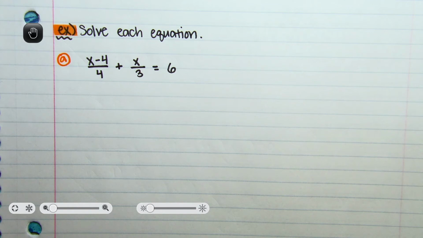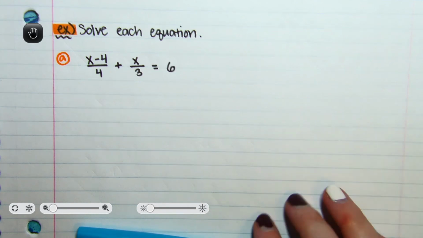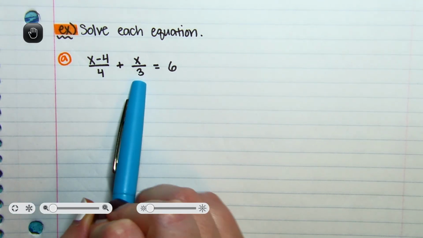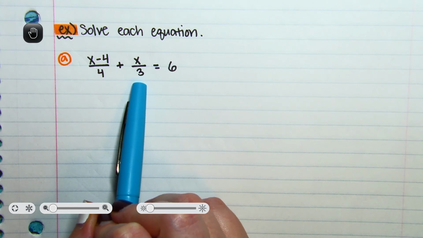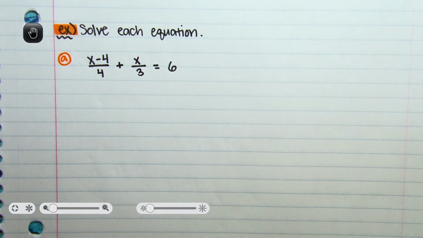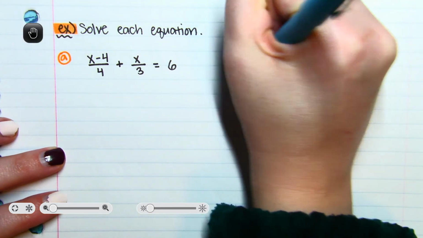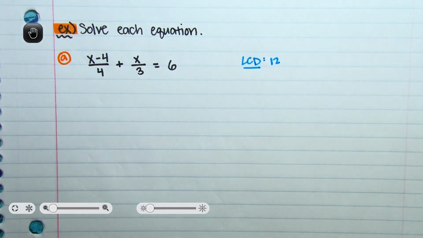Let's look at some examples now. So the first one we're going to do does not have any variables in the denominator, so we're just going to do steps 1 through 3. So first thing that we need to do is find our least common denominator. So what we're working with right now is a 4 and a 3. What is the LCD going to be? If you said 12, you are correct. So my LCD is 12.